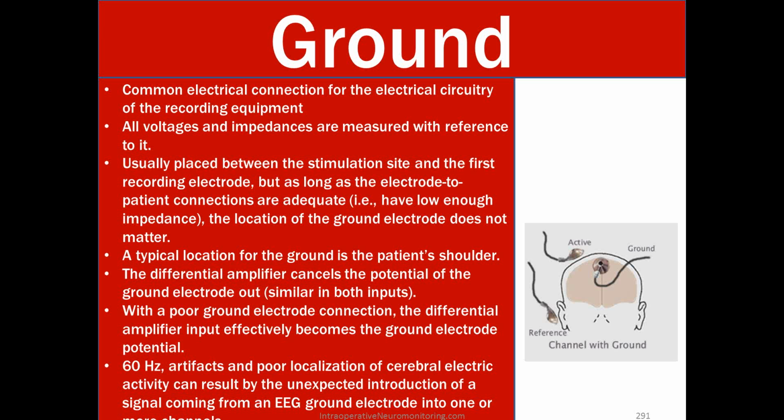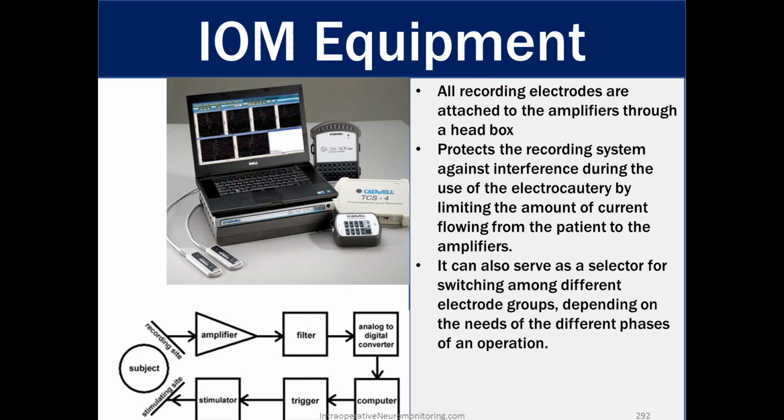The differential amplifier cancels out the potential of the ground electrode, which is similar in both inputs. With a poor ground electrode connection, the differential amplifier input effectively becomes the ground electrode potential. 60 hertz artifact and poor localization of the cerebral electric activity can result from the unexpected introduction of the signal coming from an EEG ground electrode into one or more channels.